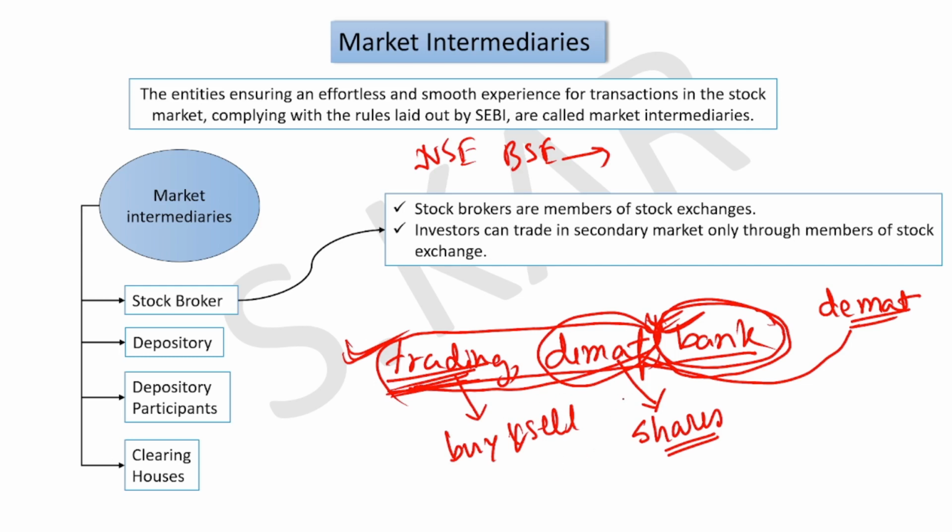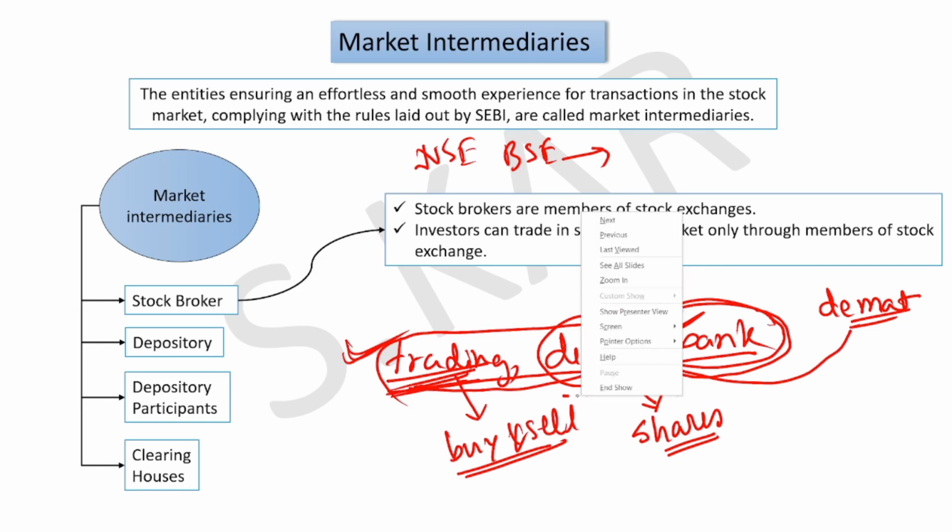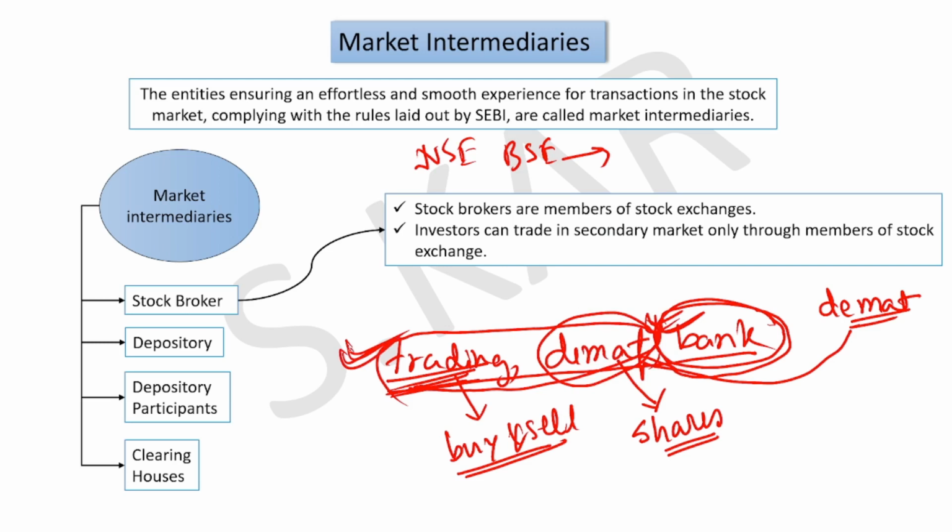You have to tell your stockbroker what you want to buy or what you want to sell. The stockbroker, as the name suggests, is a broker. It lies between the NSE, BSE and you, and the trading is carried out. Okay, so this is how trading works.